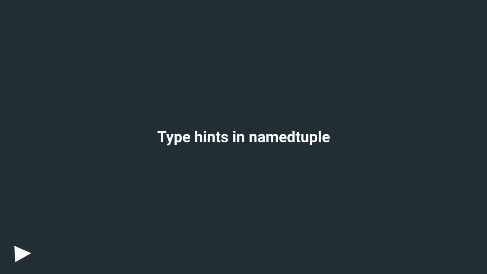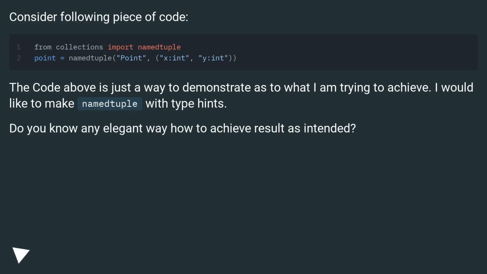Type hints in namedtuple. Consider the following piece of code. The code above is just a way to demonstrate what I am trying to achieve. I would like to make a namedtuple with type hints. Do you know any elegant way to achieve the result as intended?